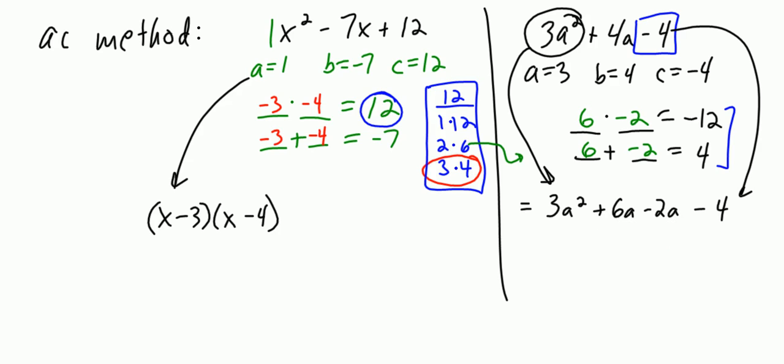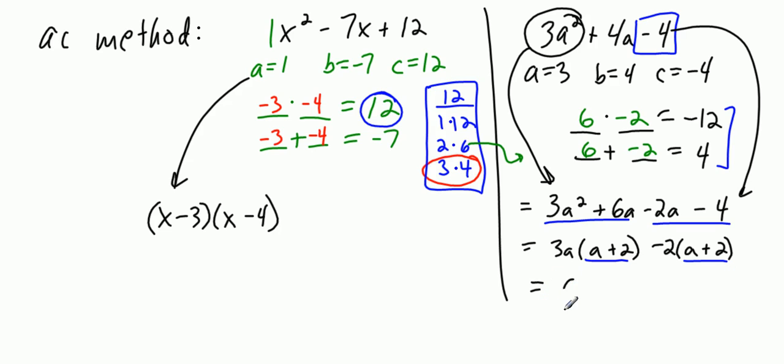Okay? And then what you do is you group and factor. Group the first two, factor, group the last two, factor. This is GCF factoring. There's a 3a common, a plus 2. There's a negative 2 common, a plus 2. And now hopefully you can see there's an a plus 2 common. So that comes out first as the common factor. And then what's left behind is the 3a minus 2, which is the same thing I had before.